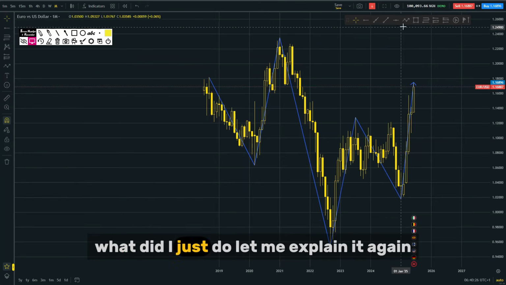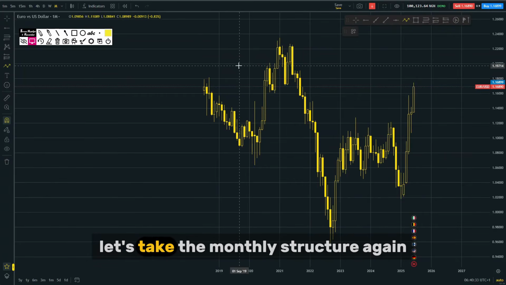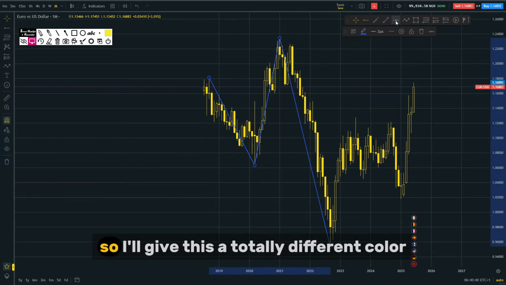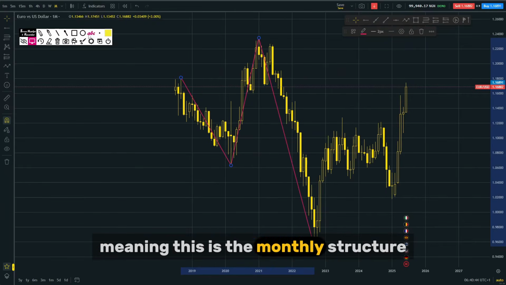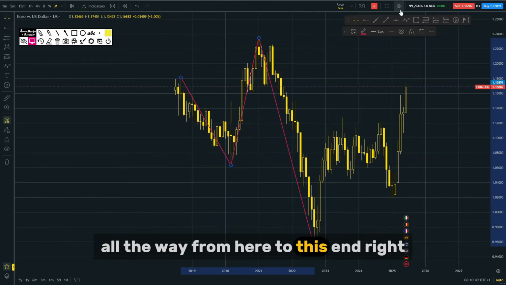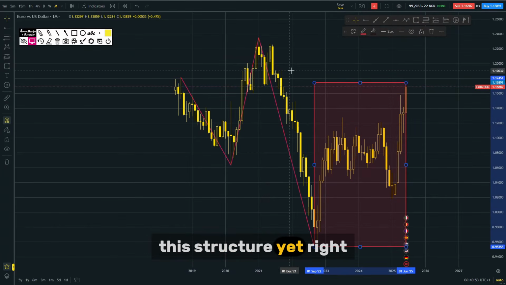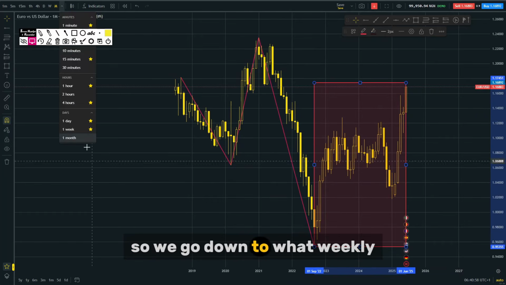So what did I just do? Let me explain it again. What I just did is this simple. Let's take the monthly structure again as this high and then this low. This is the monthly structure, so I'll give this a totally different color. Let's make it red, meaning this is the monthly structure. Now we cannot determine what the market really is all the way from here to this end on this structure yet, because we do not have flow. So we go down to what?